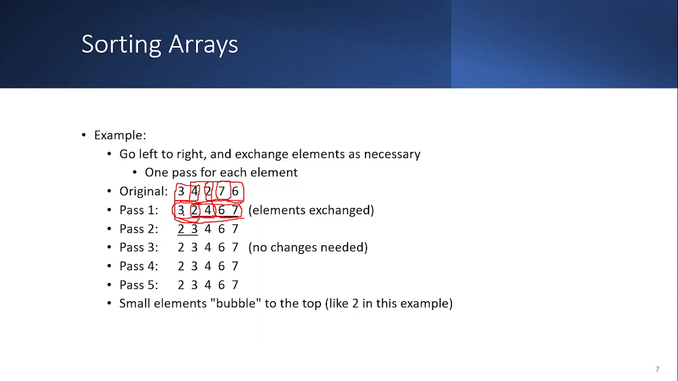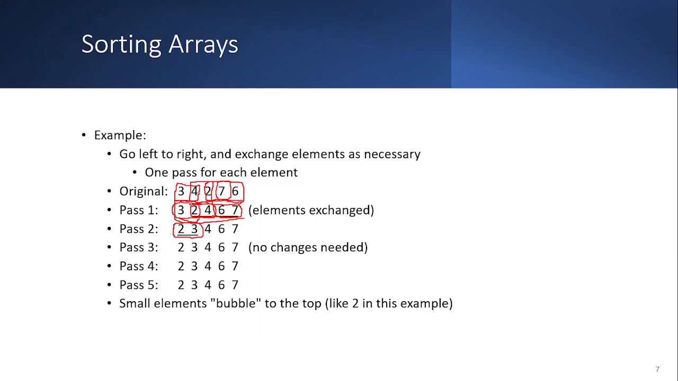So are these two elements in the correct order? No. Why? Because 2 is smaller, it should be on the left, and 3 is bigger, it should be on the right, but they are not in the correct order. That means we should swap these two. So when we swap these two elements, this is what we get. 2 comes to 3's place and 3 goes to 2's place.